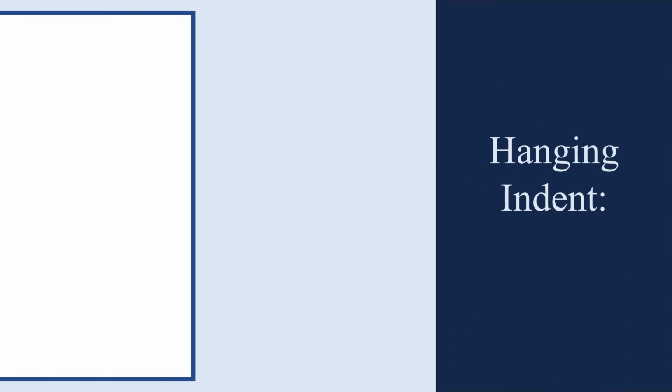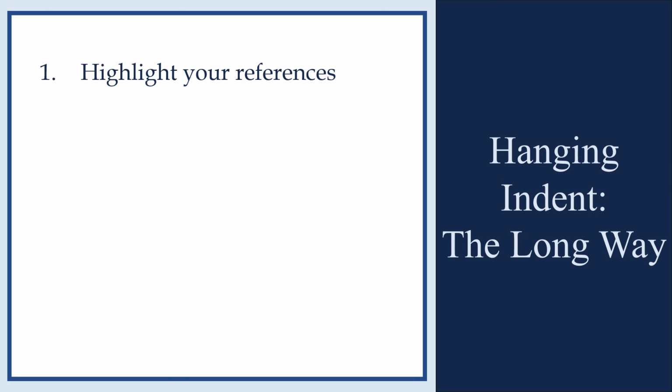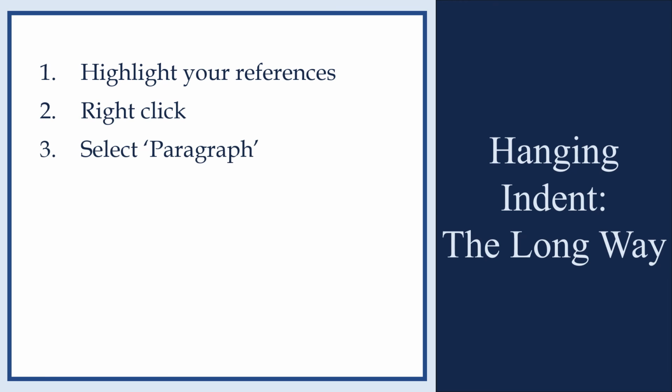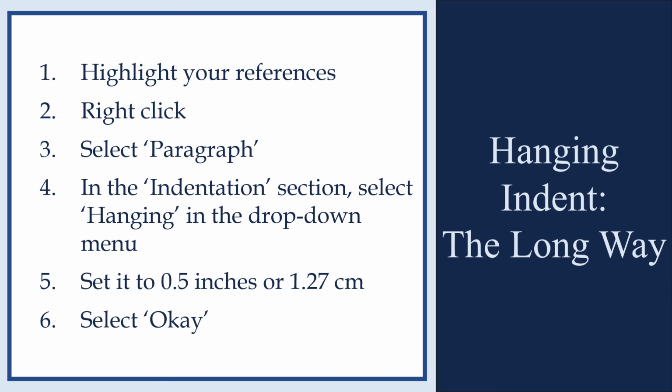If there seem to be some spacing issues with respect to your hanging indent, you can do this the long way through the graphic interface. First, highlight all of your references. Then right-click and select Paragraph. In the indentation section that appears in the pop-up window, select Hanging in the drop-down menu. Make sure that the hanging indent is set at 0.5 inches or 1.27 centimeters, and then select OK. This should put your hanging indent into APA format.